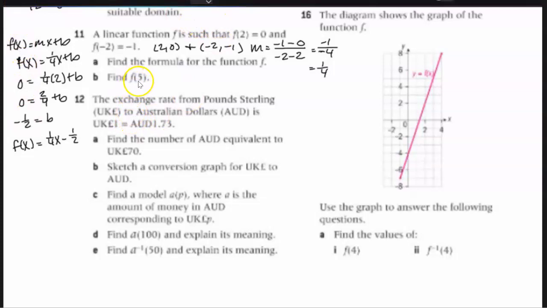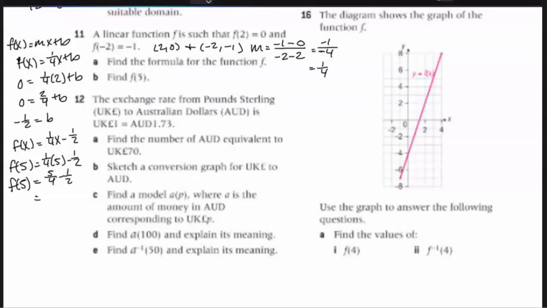So then they ask you to find f of 5. Once again, this just means plug in 5 for x. So f of 5 is 1/4 times 5 minus 1/2. Use your calculator for this. That'll be 5 over 4 minus 1/2.